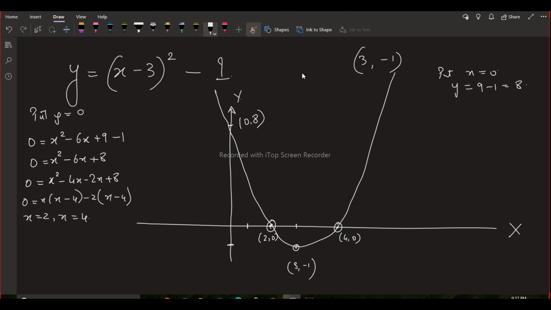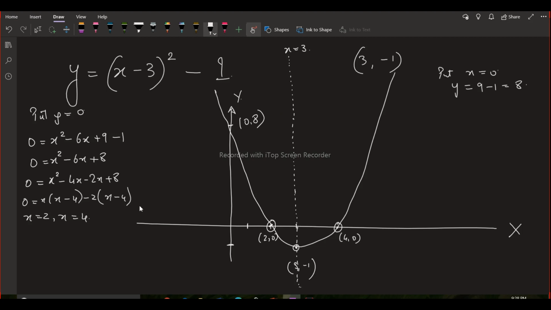And if someone asks you what is the line of symmetry, the line of symmetry will always pass through the vertex, and in this case it would be perpendicular to the x-axis and parallel to the y-axis. So the line of symmetry is actually x equal to 3. So this is how we plot the parabola. I hope you understood this part.